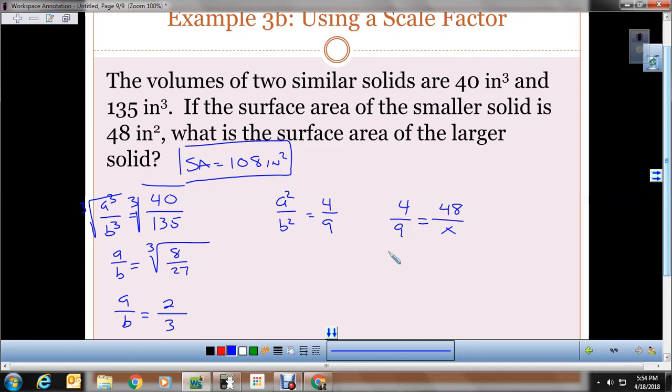So now we cross multiply. 4 times x is equal to 9 times 48. And 9 times 48 is going to give us 432. Divide this by 4. And x is equal to 108. And this will be inches squared.